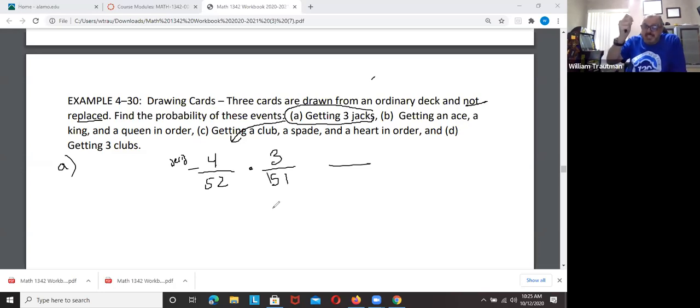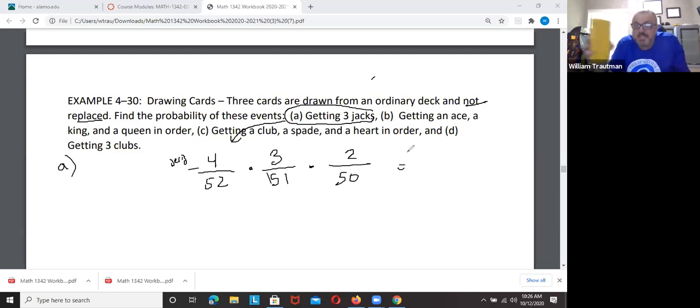I have that next jack and I throw it on the ground. There are only 50 cards left in my deck because I threw 2 of them on the ground. And I have to pick a jack again, but there's only 2 left in the deck because I threw 2 jacks down on the ground. It didn't matter what suit they were, but I did throw 2 jacks on the ground. There's 2 left. So this is the answer.